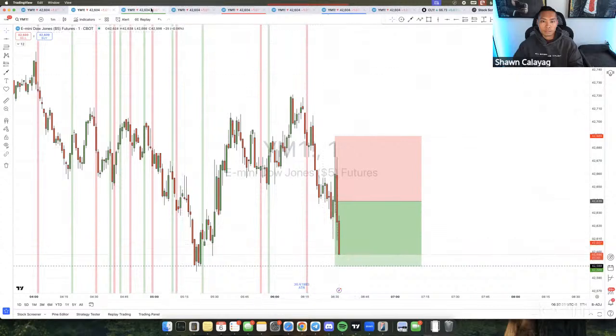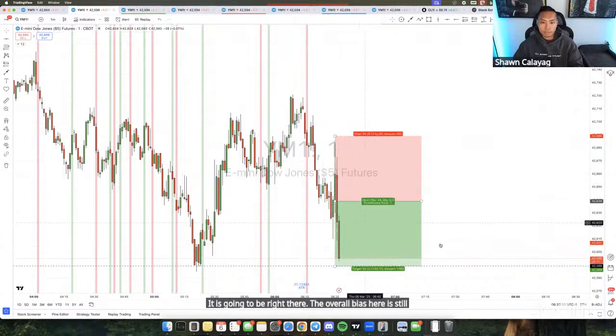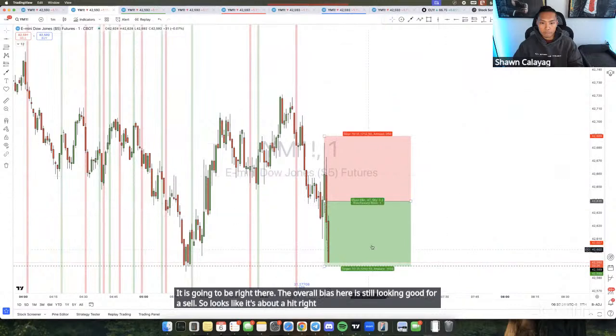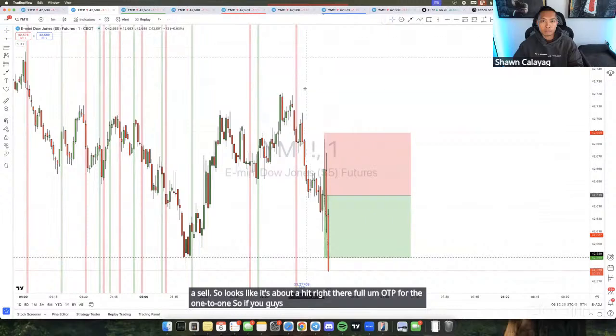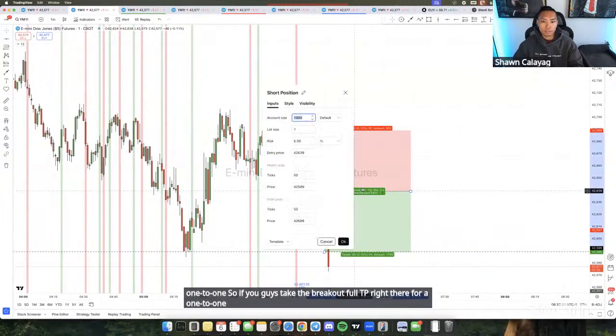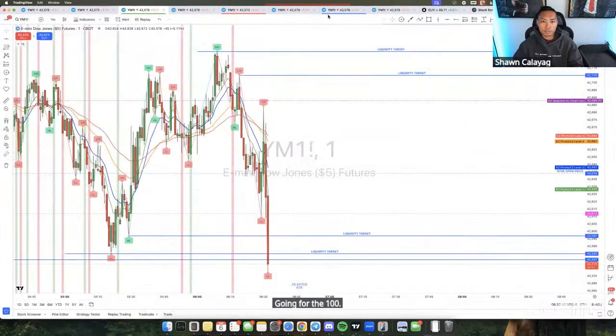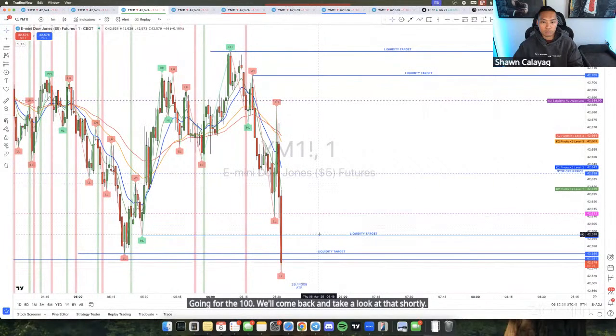The overall bias here is still looking good for a sell, so it looks like it's about a hit right there. Full TP for the 1-to-1. So if you guys take the breakout, full TP right there for a 1-to-1, you're going for the 100. We'll come back and take a look at that shortly. Price is blasting right through the liquidity targets.